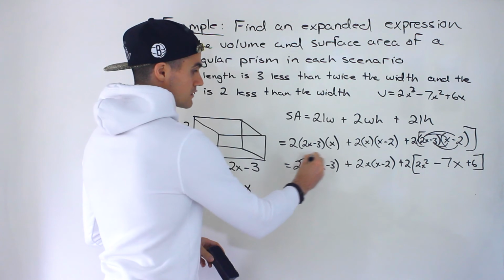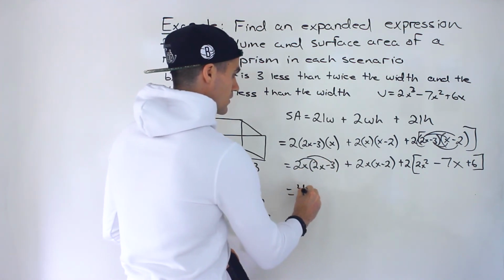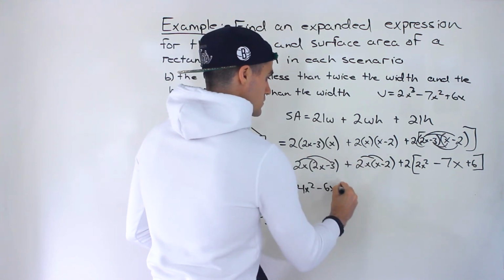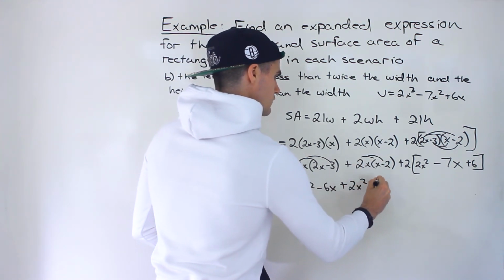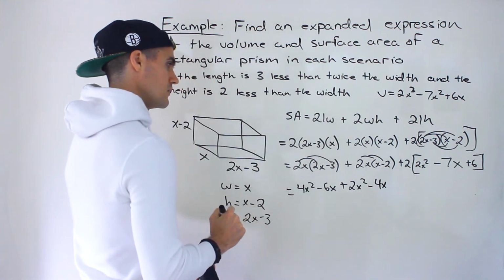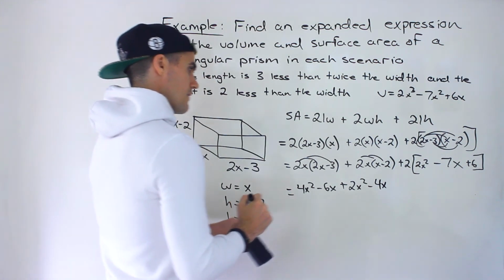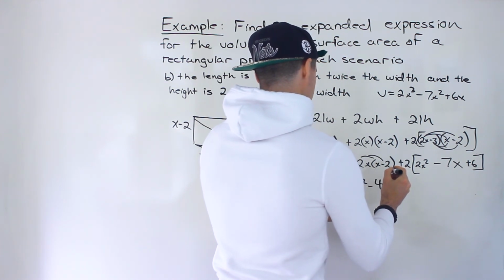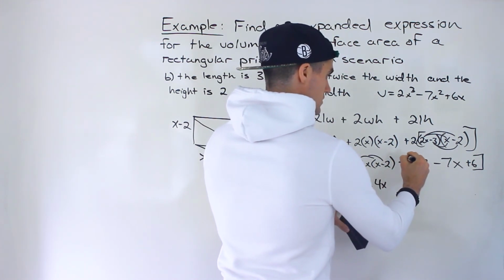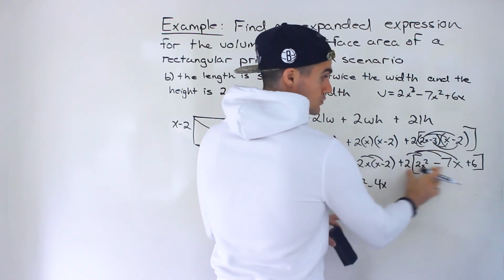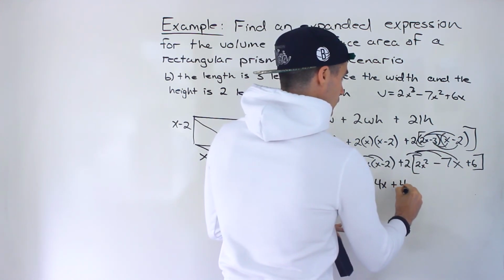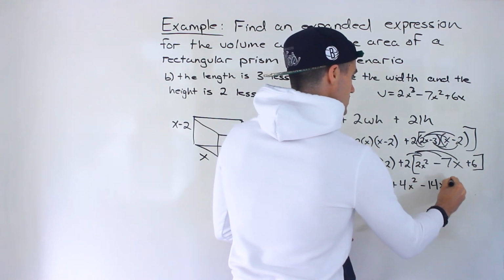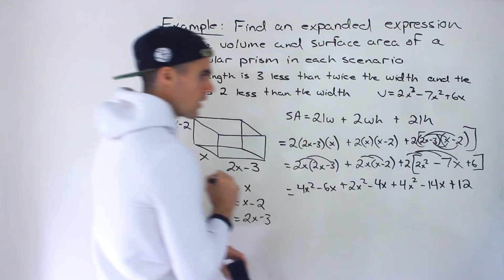And then from here, just expand everything and simplify. So we'll have the 2x that we have to distribute. So that would be 4x squared minus 6x. And then we'll have this 2x that we distribute plus 2x squared minus 4x. Right? And then we'll have, sorry, give me a sec here. Yes, we're all good. So over here, we'll distribute this 2 inside this bracket. So we'd end up with 4x squared minus 14x plus 12, like that.